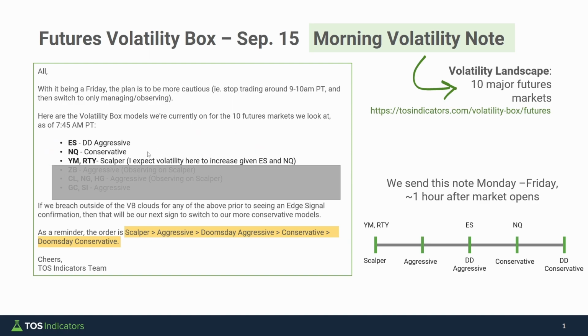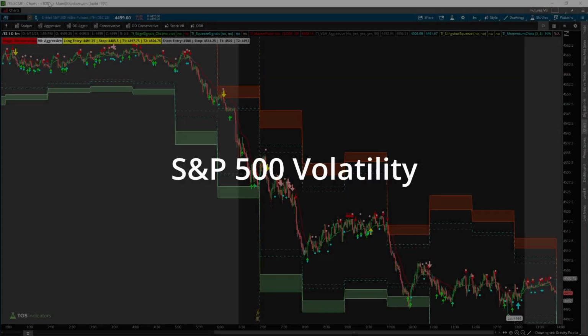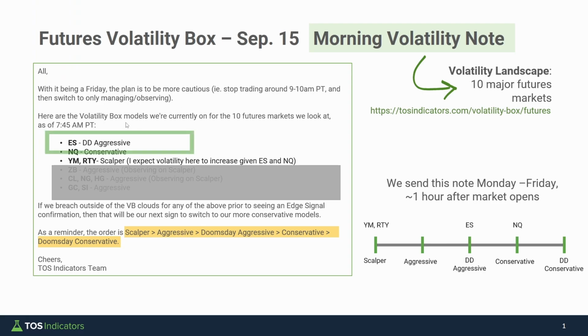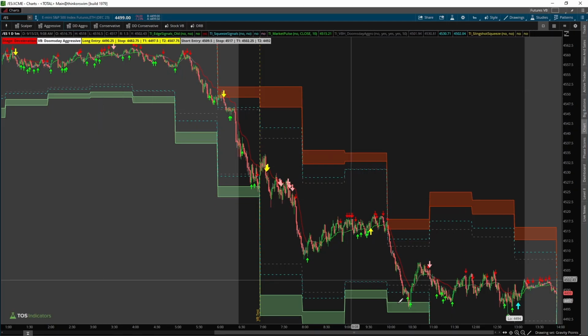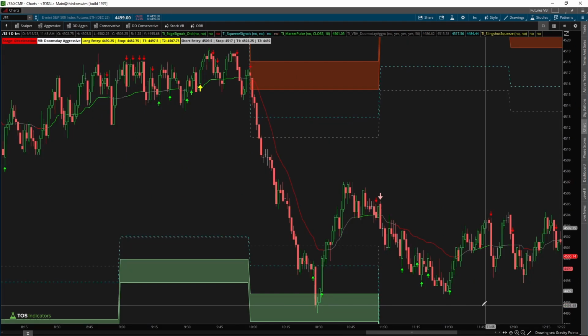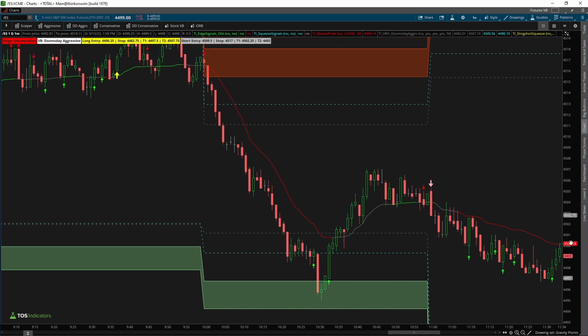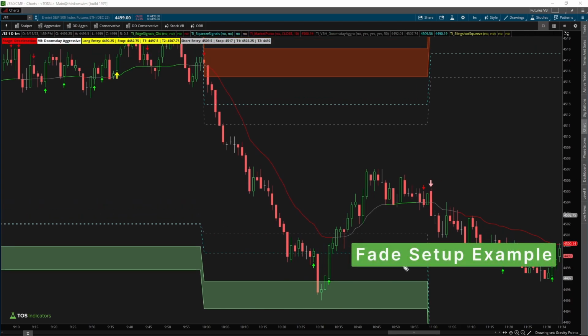Now let's get to our Thinkorswim charts and review the trade setups which triggered. Let's start with the S&P 500, which was on its Doomsday Aggressive model, which we can see right here inside of the note. In our Doomsday Aggressive model, the breach which triggered took place between the 10 to 11 a.m. Pacific hour. This is what we call our fade setup, and I'm going to go through the rules a little bit slower for those of you that are newer to the fade setup.